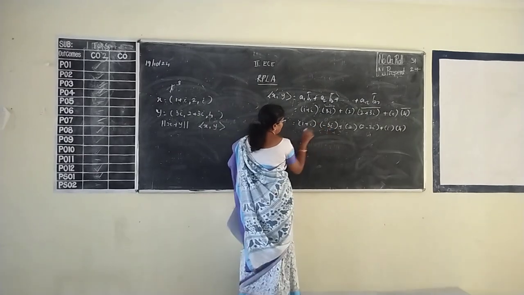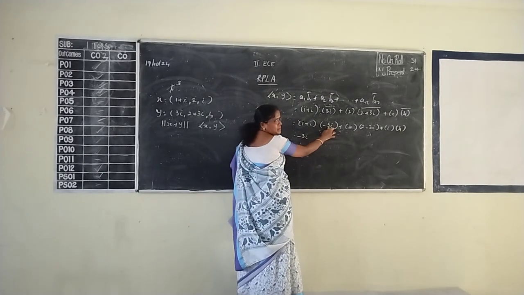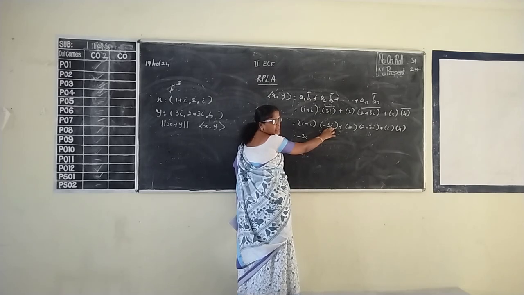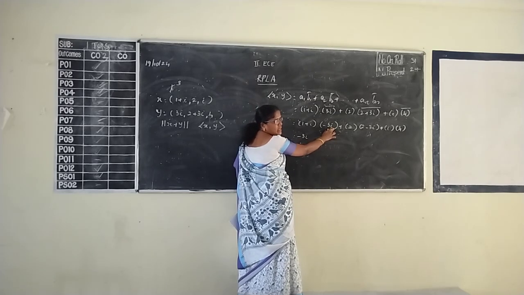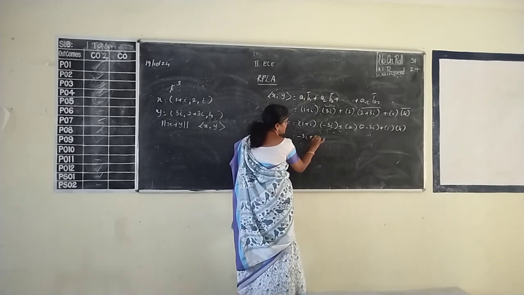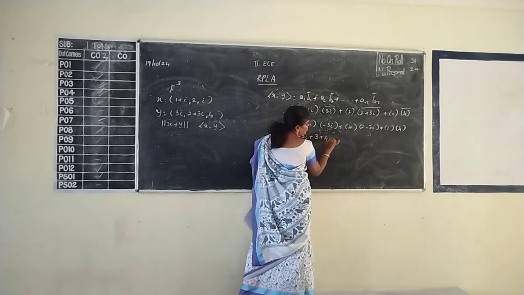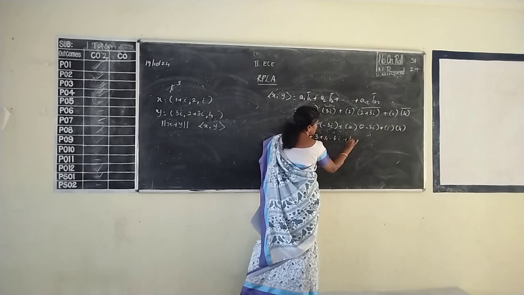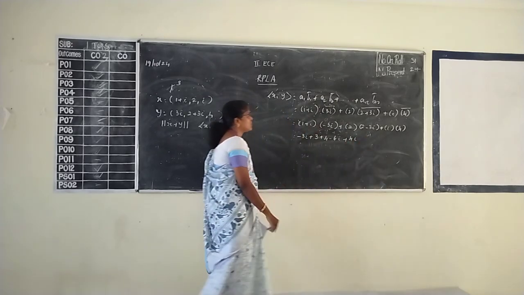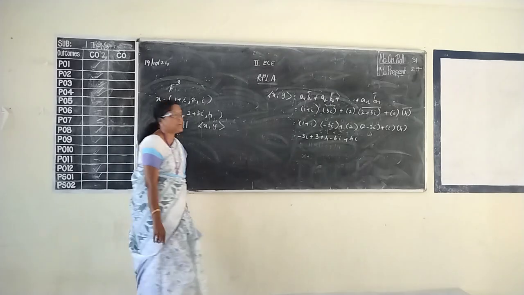So if you multiply minus 3i, what is i into i? What is i square? Minus 1. I square is minus 1. So minus into minus will become plus. So plus 3. Plus, multiply into inside. 4 minus inside. Plus 4. Add. 7 minus 5.